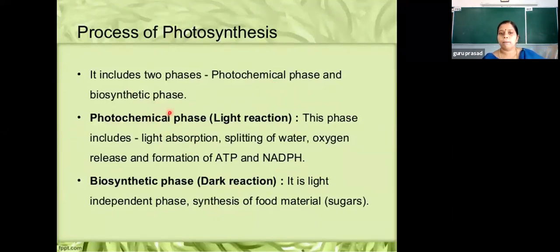reaction. Okay, the major things that appear in light reaction are light absorption, splitting of water, oxygen release, and formation of ATP. Dark reaction is an independent phase which is not directly depending on the presence of light, but it depends upon the products released during the light reaction, isn't it? Okay, next, it majorly involves food synthesis in the form of sugar. Okay, next.